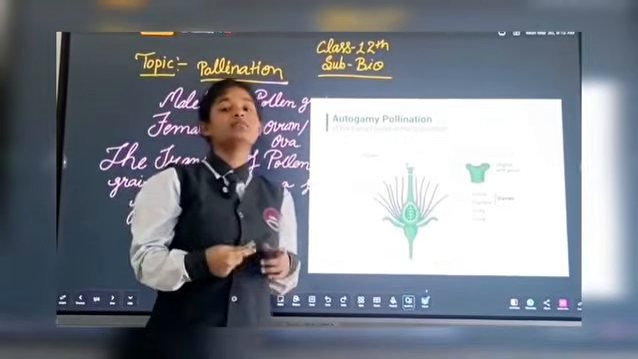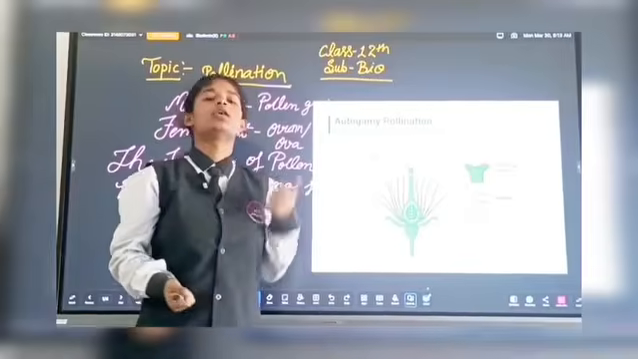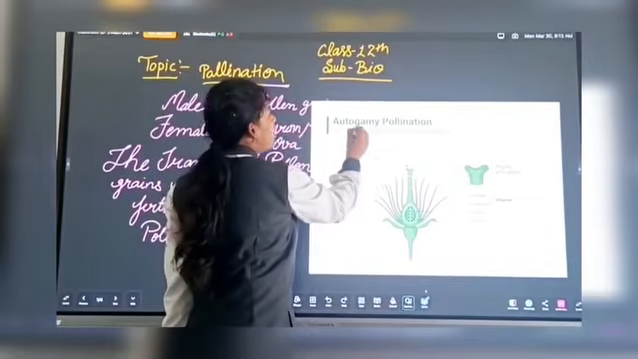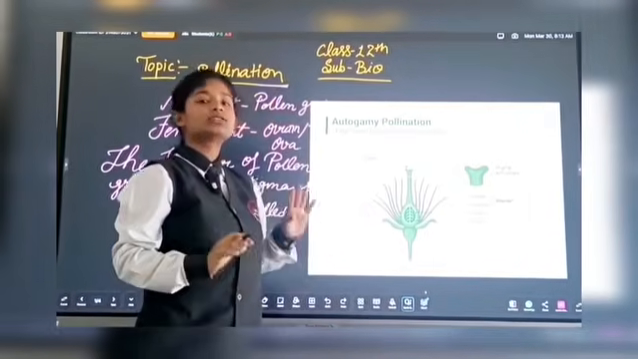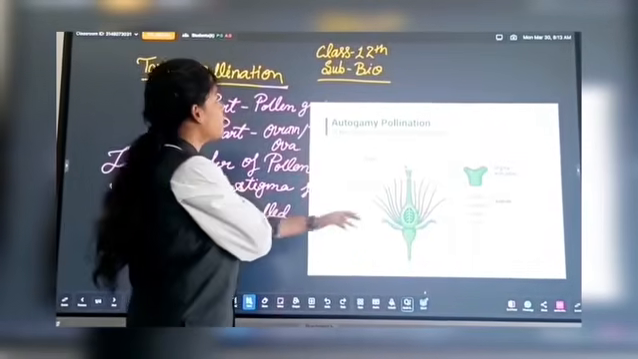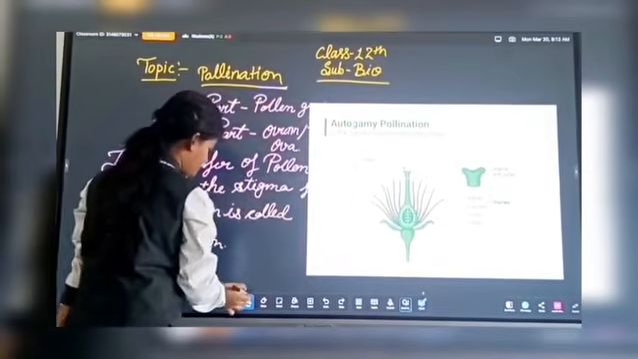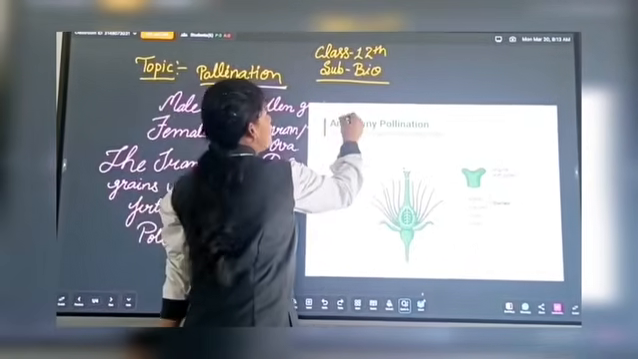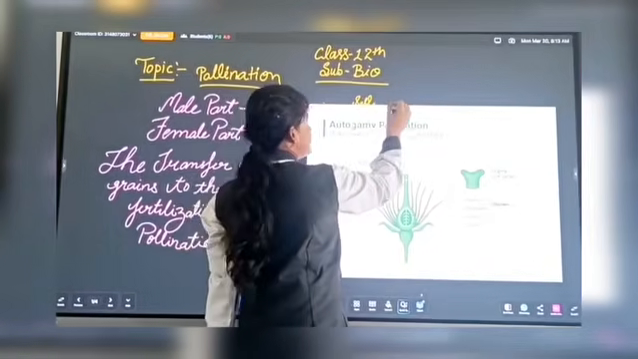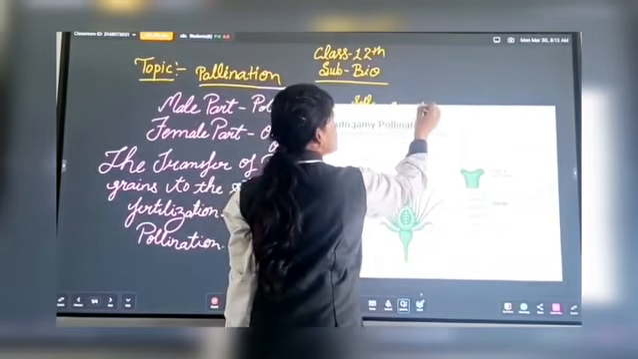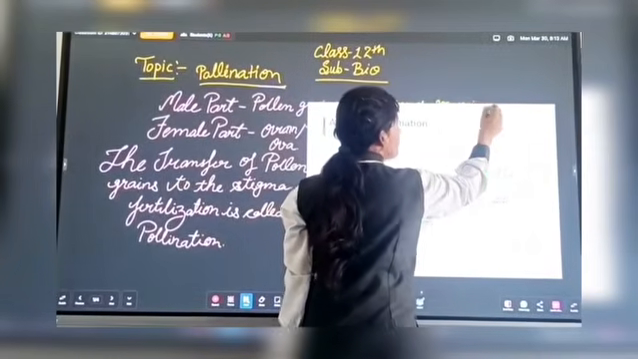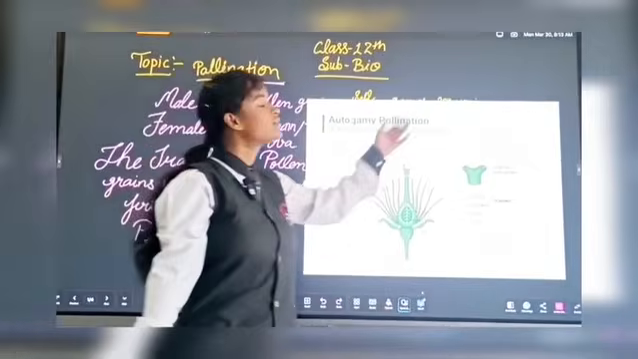Now pollination has some modes. It has three modes: autogamy, geitonogamy and xenogamy. We have first, that is autogamy pollination. Biology is all about the words. When we understand the actual terms, we will get to know the entire meaning. So here, that word auto means self, and gamy, that is gamete, means marriage. Not the literal term marriage. In biology, it means fertilization.